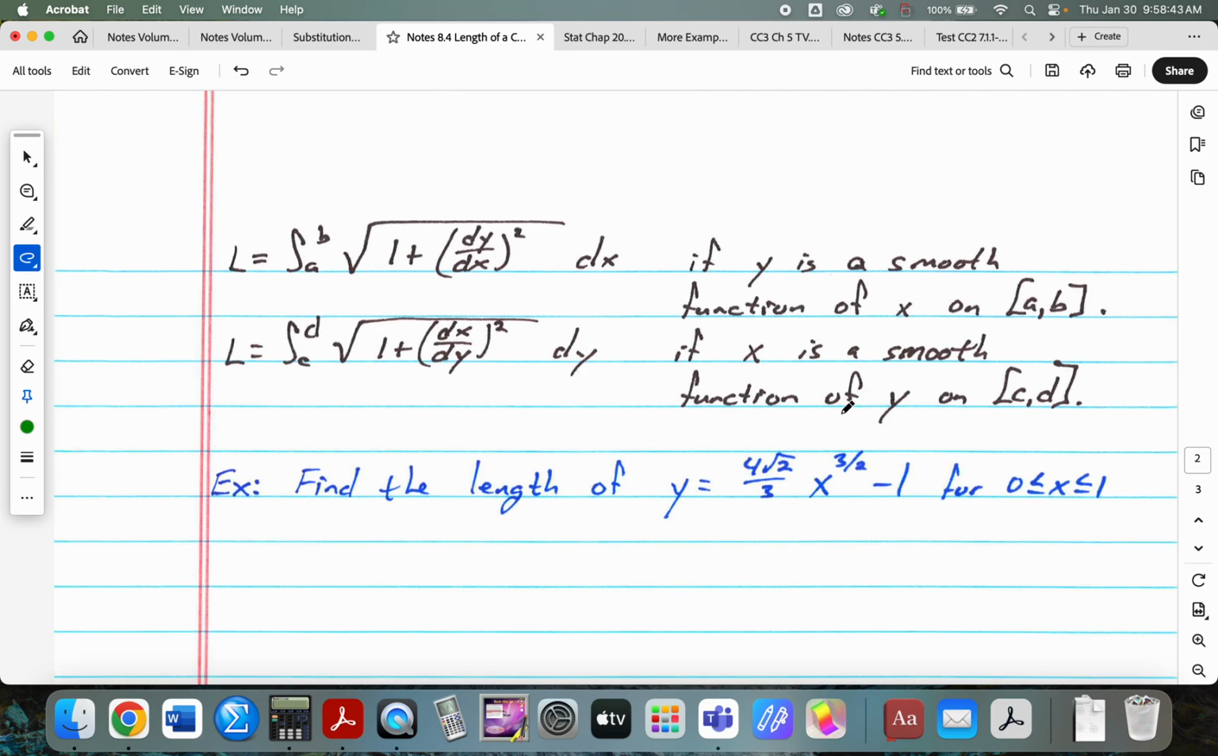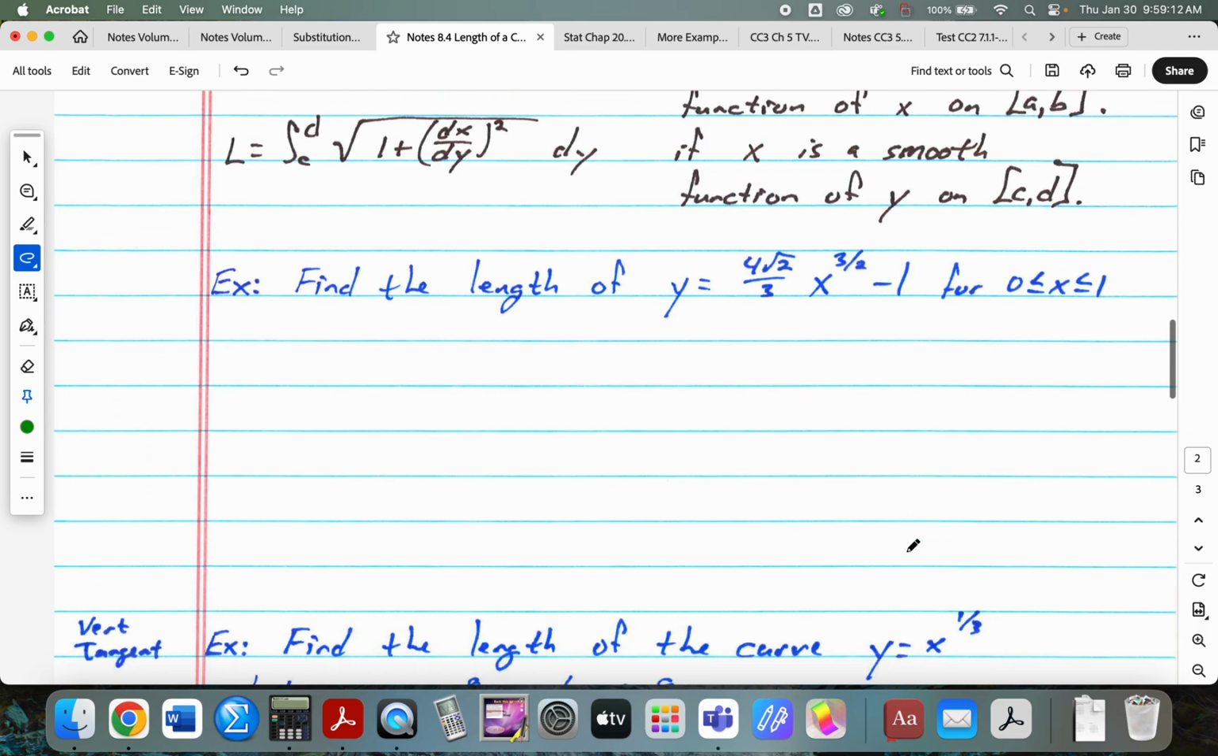So on page 2, we have these written out. If y is a smooth function of x on AB, we have this integral. And if x is a smooth function of y on CD, we have this one. There are occasions where it's a smooth function of one but not of the other. And I think I have an example of that. I certainly hope that I do.